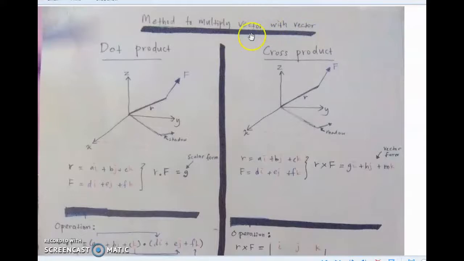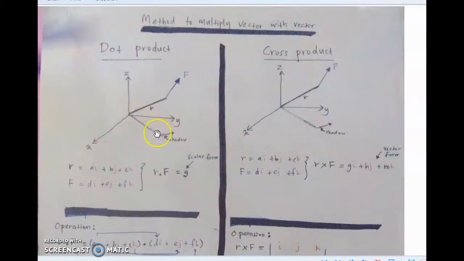vector with vector. Recall that before this we learned about the dot product. So actually there are two methods to do a multiplication between vector and vector. The first one we already learned about, the dot product. Okay, so let's say we have a system like this, and we have a radius here and then the force. The radius is in vector form and the force is in vector form. So if we want to multiply these two vectors, we can use the method of dot product.